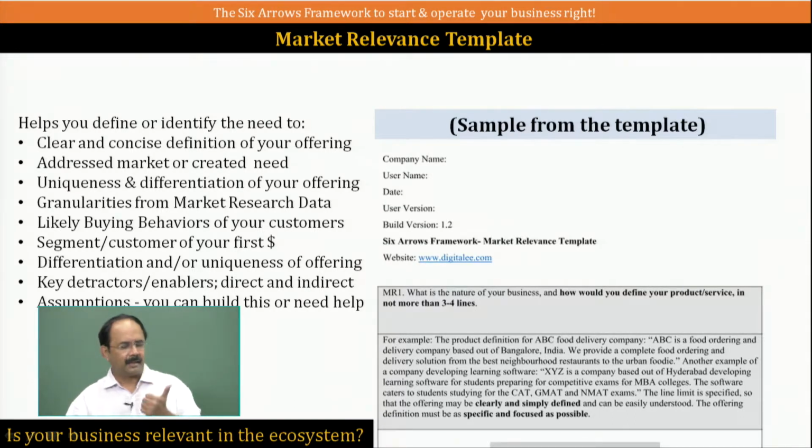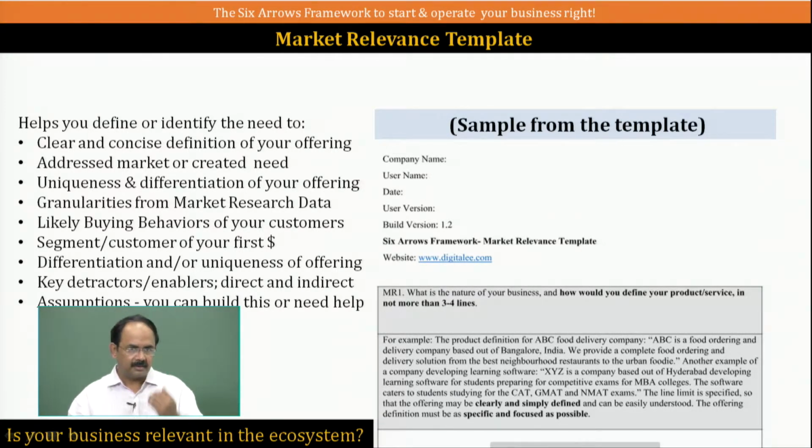It helps you to clearly define your offering. It helps you define what is the addressable market need, and understand the need much better than having a set of opinions. It will help you to understand, is it a need that you are going to create or it already exists, what customer segments actually want it, what is the uniqueness and the differentiation of your offering, and most importantly, the granularities of market research data.